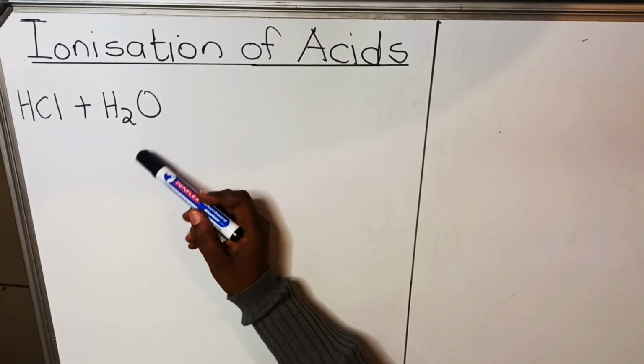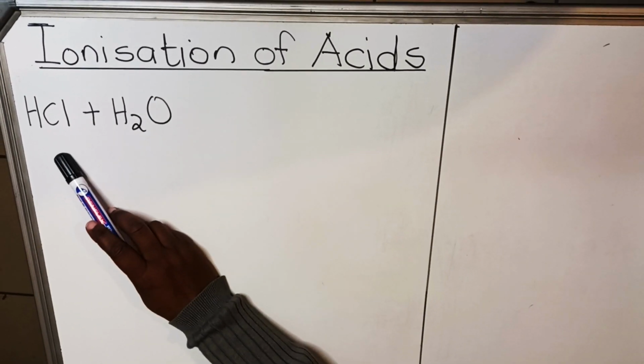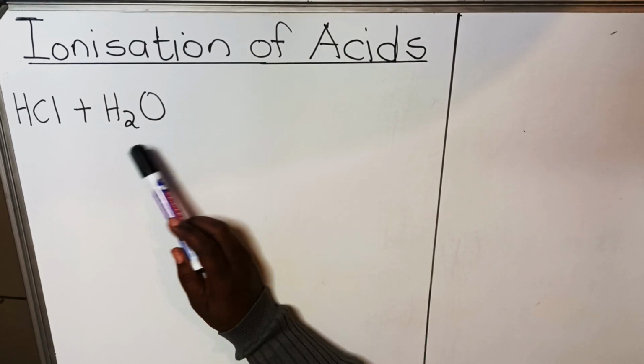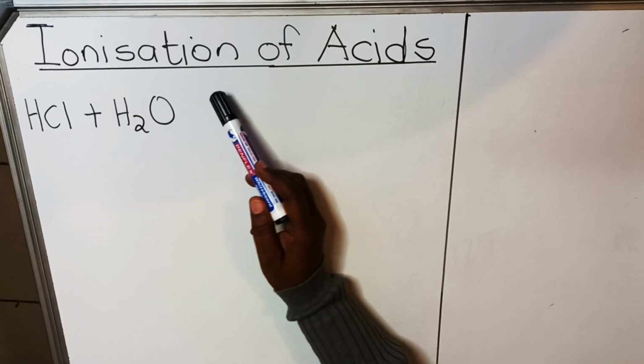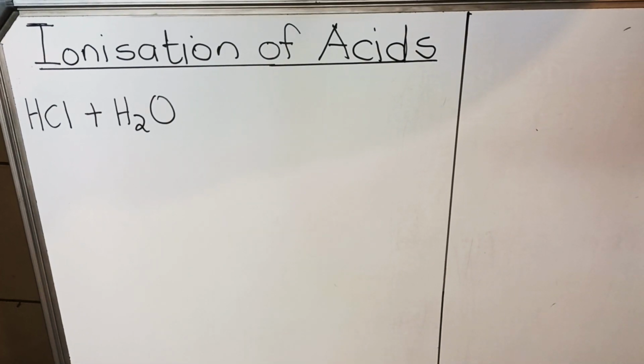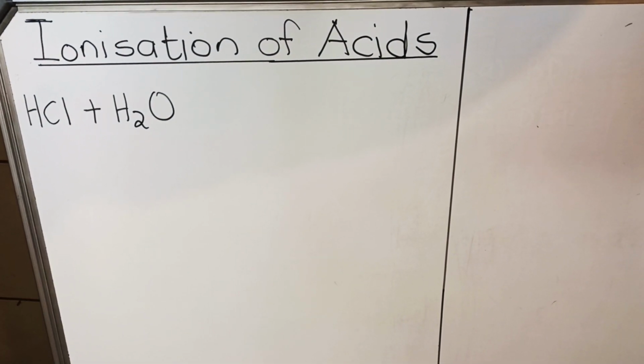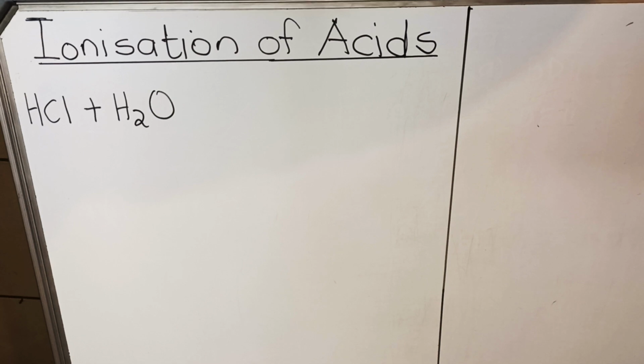So here I have the first example, hydrochloric acid reacting with water. Because it's an acid, hydrochloric acid is going to ionize with water. What do we mean by ionize? It's going to form ions, but those ions are going to use water.